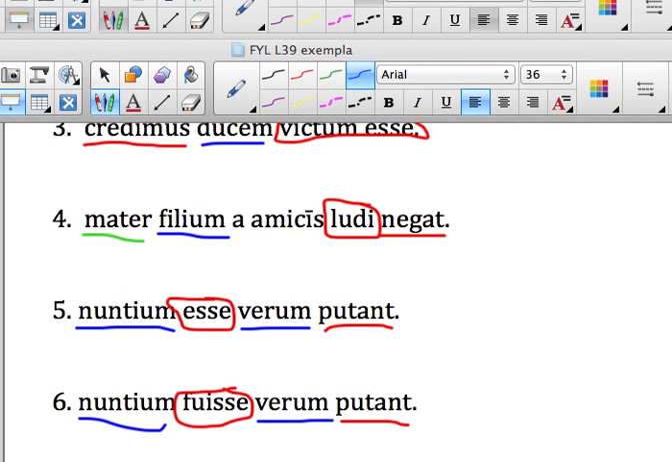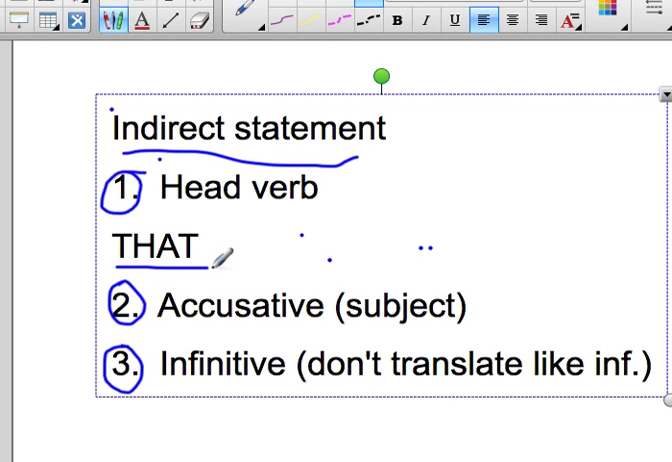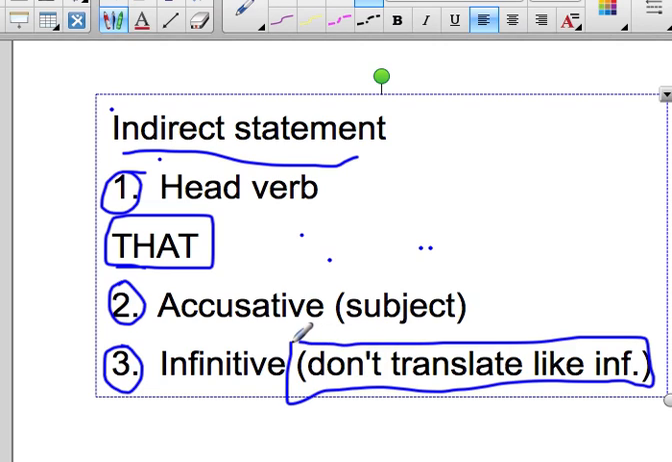Gentlemen, what's most important that you take from this is this right here. You need to be aware that an indirect statement contains three things: a head verb, an accusative subject, and an infinitive verb. You need to be aware that we need to translate the word that after the head verb, and you need to remember that we do not translate this infinitive like an infinitive. We're going to translate it like a main or like a regular verb. All right, we'll talk more about this in class, but I want you to have this stuff down. Head verb, accusative subject, infinitive verb, insert the word that. That's an indirect statement.